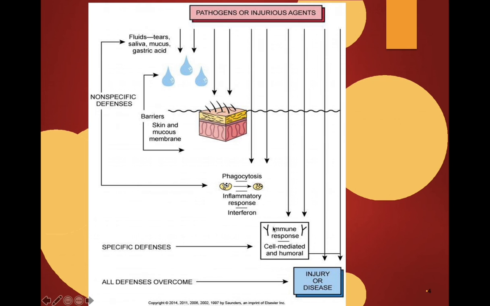Our third line of defense is where we have our specific defenses. These were non-specific. Your third line of defense is specific, where we have our B cells that can produce an immune response. These little Ys, you'll typically see these Ys. These are antibodies. Remember, antibodies come from B cells that become plasma cells. Plasma cells produce the antibodies, whereas our T cells produce the cell-mediated and humoral immunity. The whole idea is that the main goal of all of these things is that we hope all our defenses are enough to overcome the injury or the disease.